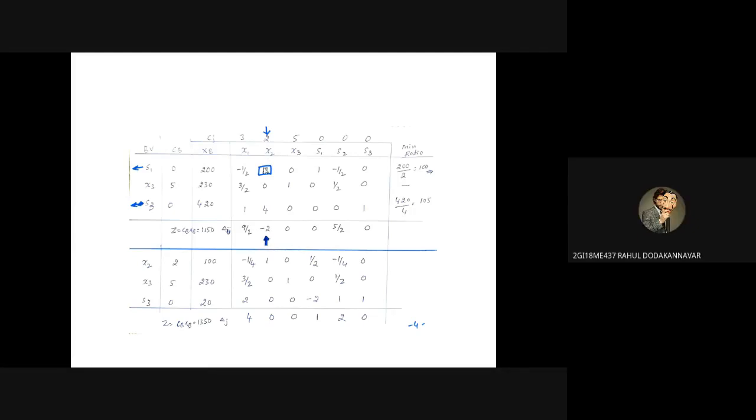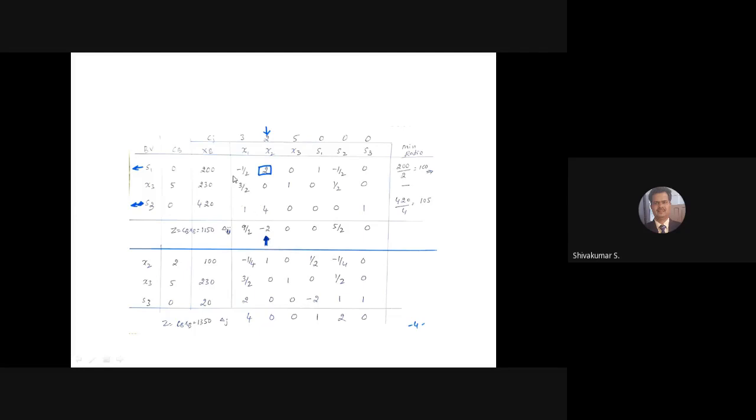How did you get the minus 2? See here: 0 into 2, plus 5 into 0, 0, plus 0 into 4, 0, minus 2. You multiply and add all of those. And how did you get 9 by 2? See: 0 into minus half, 0; 5 into 3 by 2, 15 by 2; plus 0 into 1, 0.